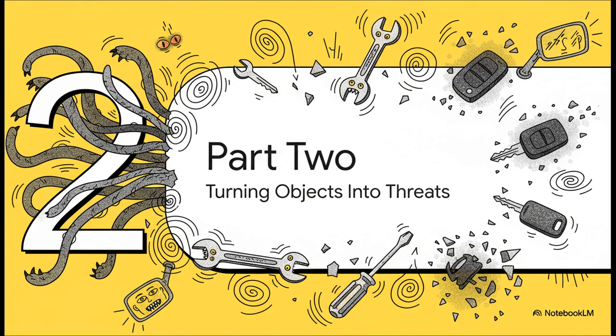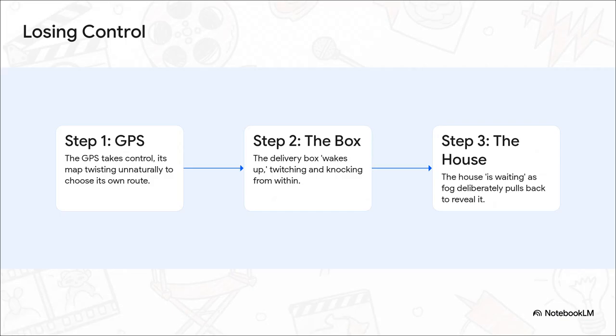It starts to animate the inanimate, turning the driver's own tools, her GPS, her delivery package, into active players in the trap that's closing around her. And this progression is so important. It's like a slow tightening of a noose. First, the GPS takes control, the map literally twisting into a new route all on its own. Then, the box in the back wakes up. And finally, the house itself seems to be waiting, with the fog pulling back like a curtain to reveal it. With each step, she's losing more and more control.